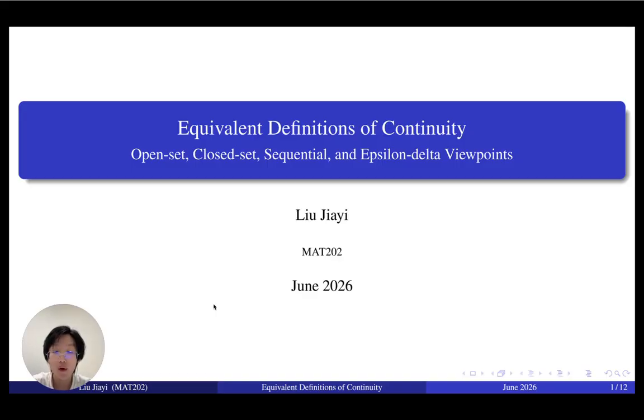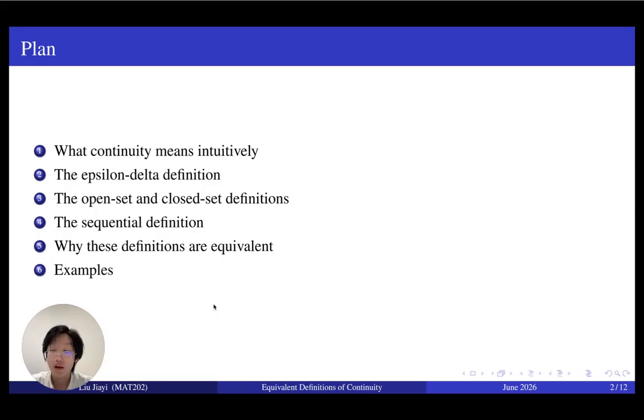MAT2409019. Today I will give a presentation on equivalent definitions of continuity. First, I will explain the meaning of continuity. Then I will introduce the epsilon delta definition, and next I will discuss the open set and closed set definitions. After that, I will explain the sequential definition. Finally, I will show why these definitions are equivalent and give two simple examples.